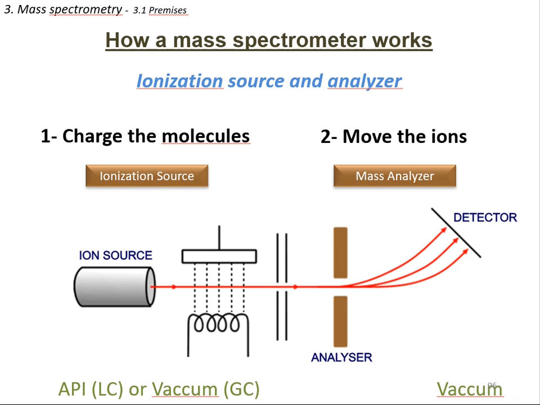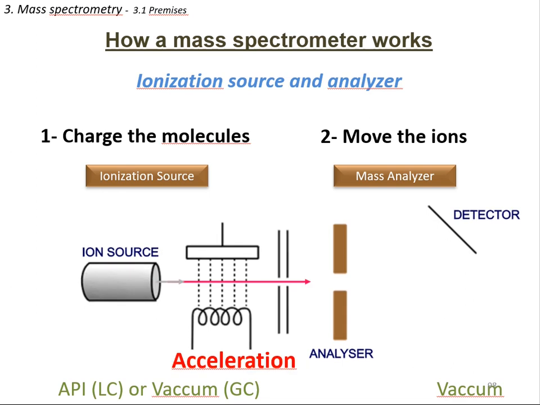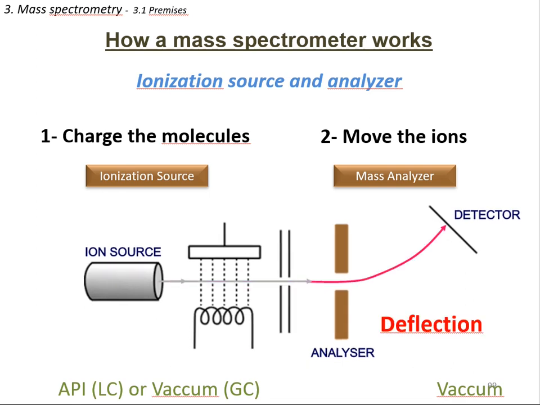Usually, the left part, the ionization source, can be done at atmospheric pressure when it's coupled with liquid chromatography, and under vacuum when it's coupled with gas chromatography. And in the analyzer, you have a strong vacuum just to avoid that your molecules that are flying there bump into a gas molecule that would break them. So finally, they will reach the detector. So you have here a little animation on how it works: ionization, acceleration, deflection.